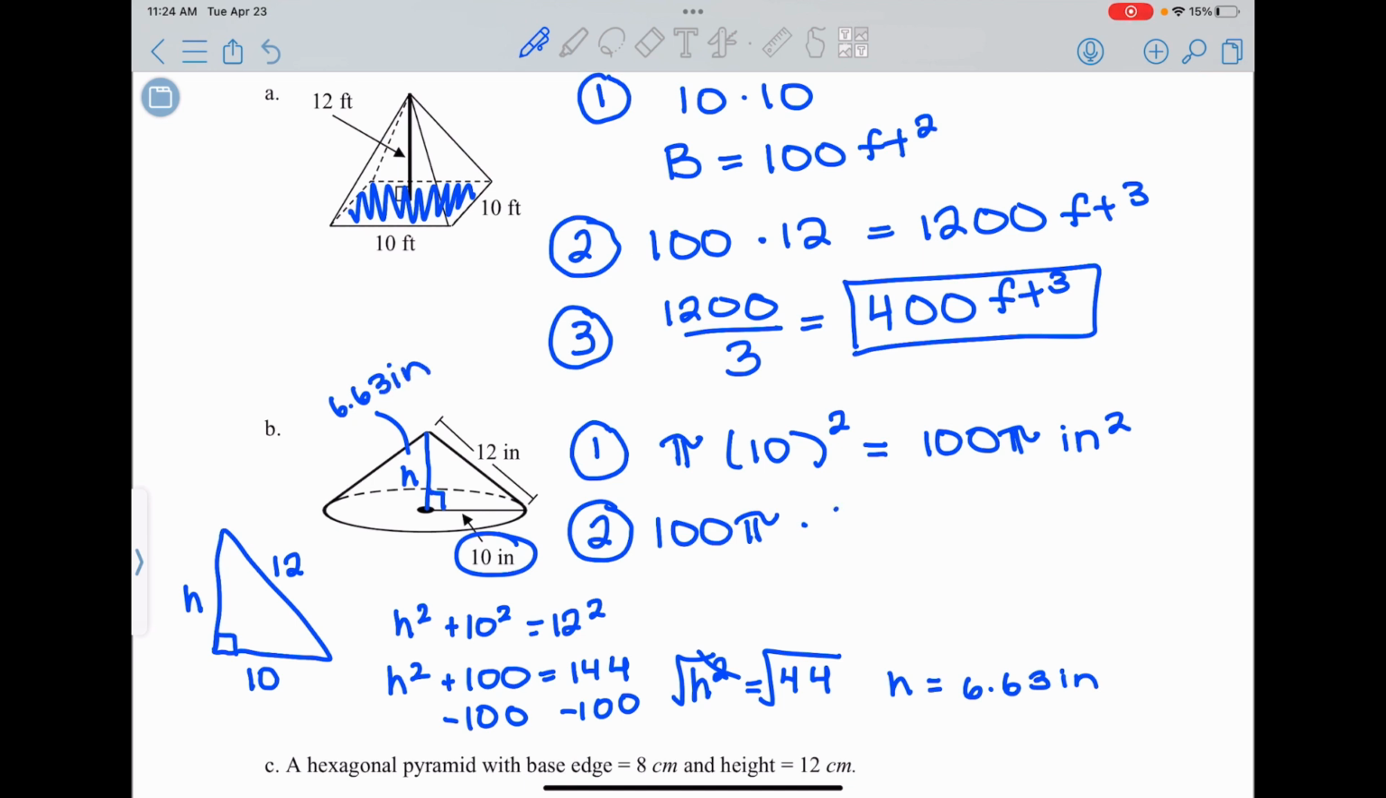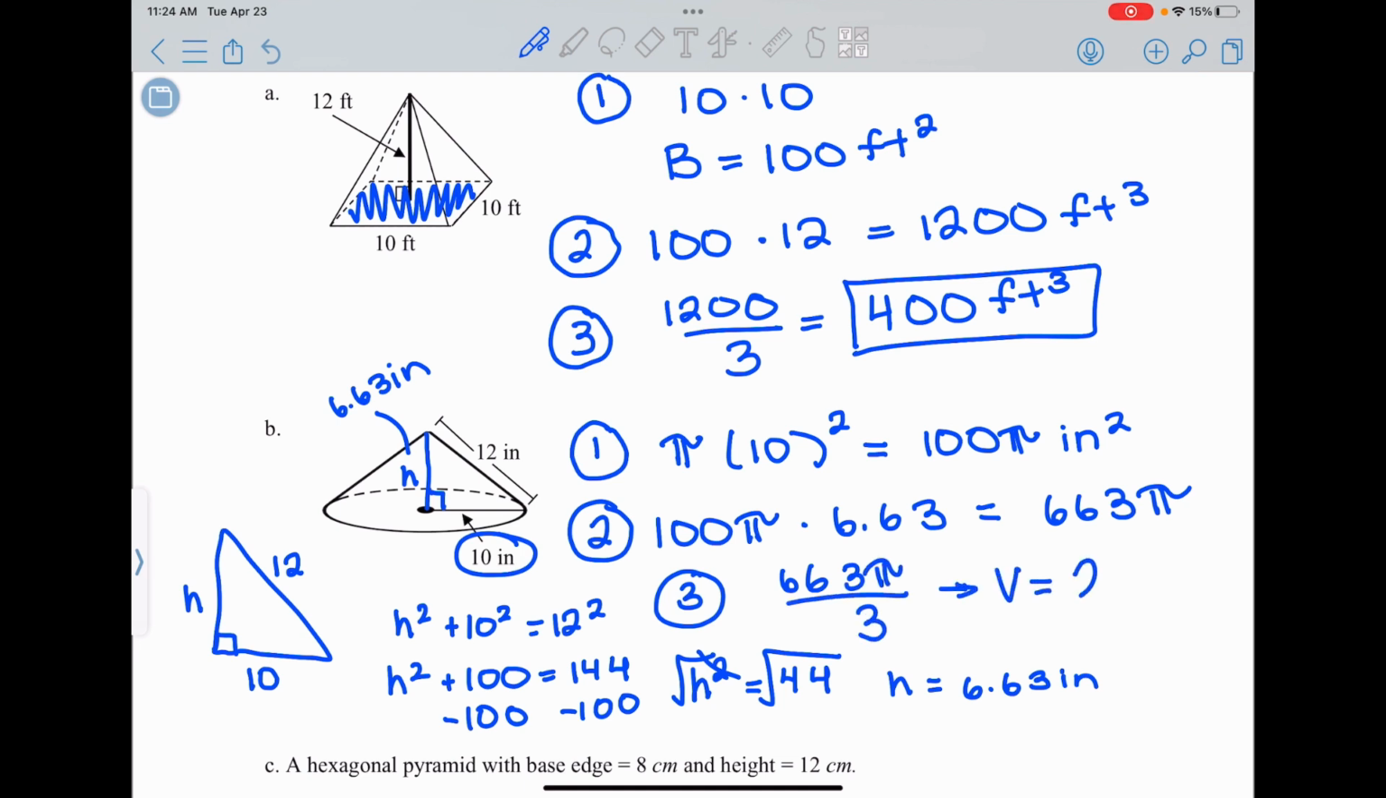So that is what I'm going to multiply by the area of my base, which gives me 663 pi. And then my last step, since this is a cone, I need to divide by 3. So my volume is 221 pi inches cubed. So make sure when you are finding volume that you use the real height of the pyramid or the cone, not the slant height.